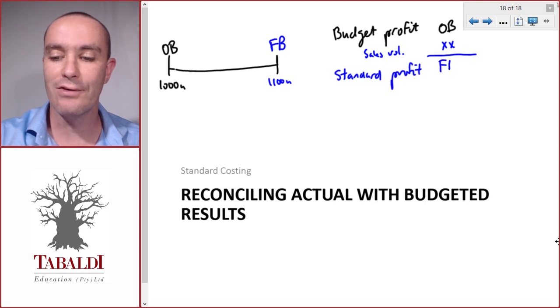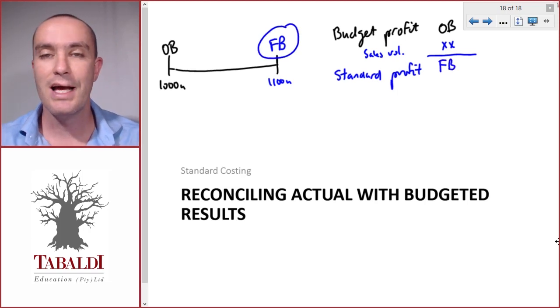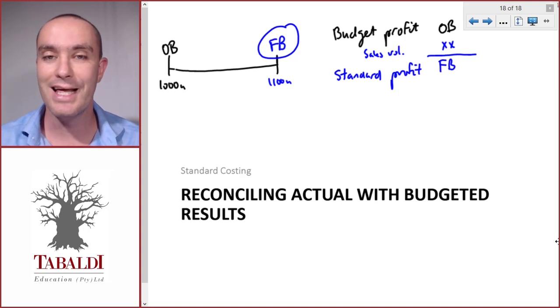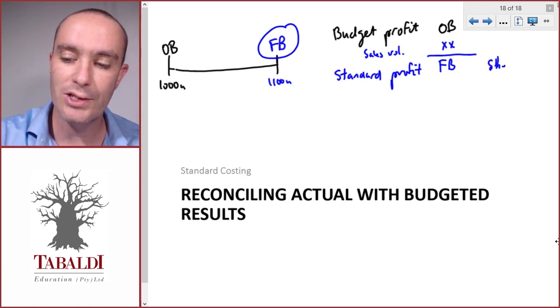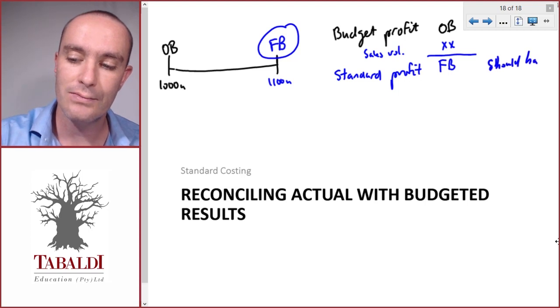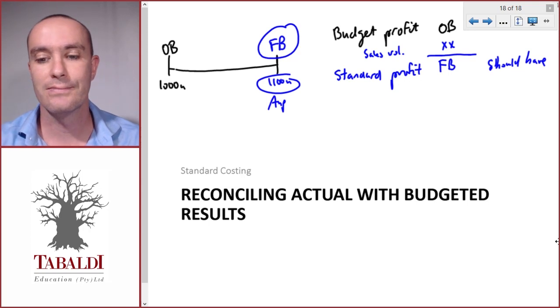Standard profit is basically our flexible budget. So that's the value that we have in the flexible budget. And if you think of our table method, that is the flexible budget column. That is where our standard profit values come from. That is how much our profit should have been. So what is the should-have profit if we had known what the actual units produced would have been?